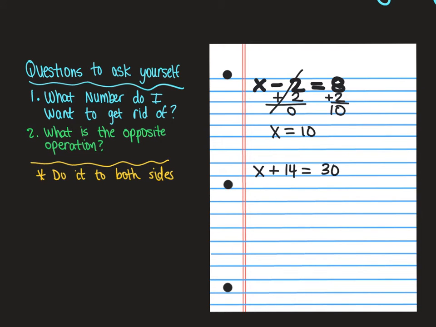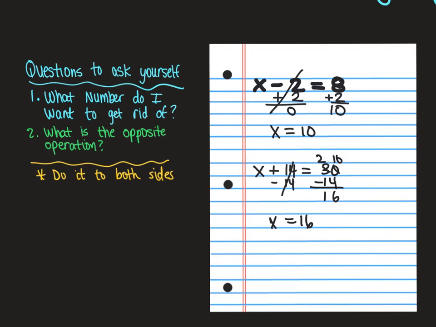Here's my silly song. Minus 14, cross out. What's my answer? X equals 16.